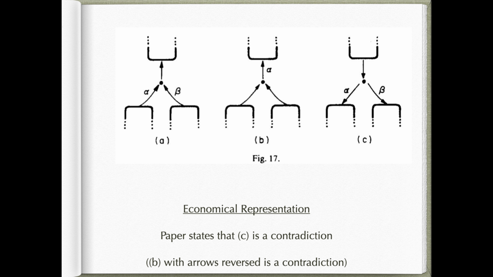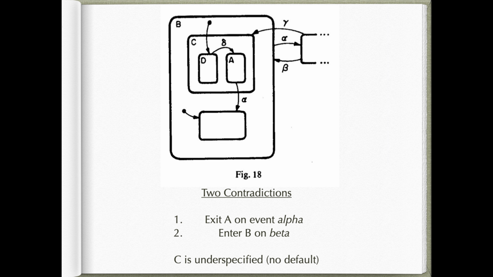Page 17, figure 18, shows more contradictions, things that can't legally be drawn in his notation. The first contradiction is the transition on alpha events. If you look, you'll see there's two alpha events drawn on the diagram, one going from B to the state to the right, and one going from B.C.A to the state on the bottom. That's ambiguous, and the system can't decide which one of those is to be taken. The editor cannot allow that to happen.